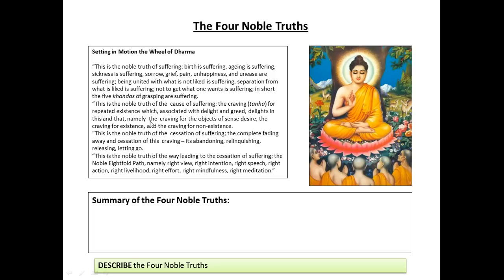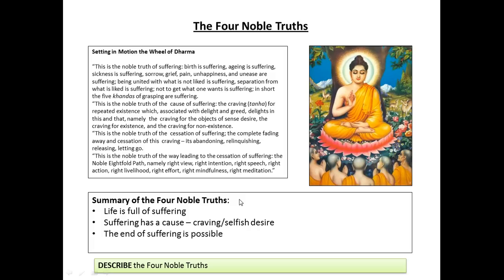I'm not going to read through all of this. If you want to read through the whole of the Four Noble Truths, it is available on S Drive. What I want you to focus on is this summary of the Four Noble Truths down here. Essentially what the Buddha is saying is this: life is full of suffering. Suffering has a cause, that causes craving or selfish desire. The end of suffering is possible. And the Eightfold Path is the way to the end of suffering.